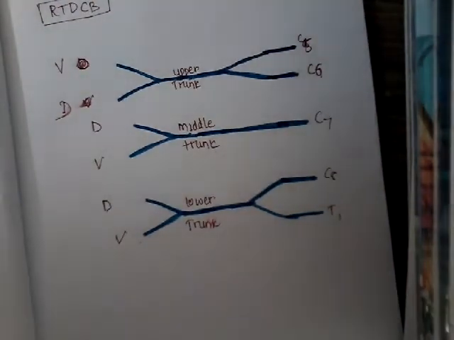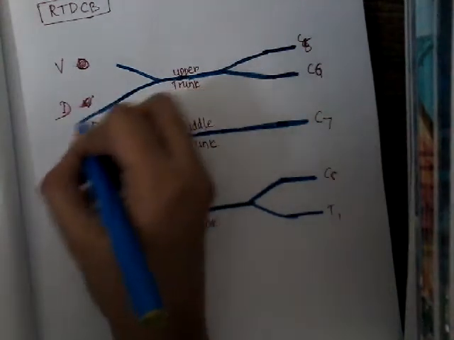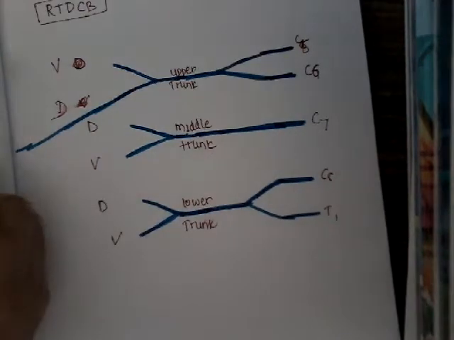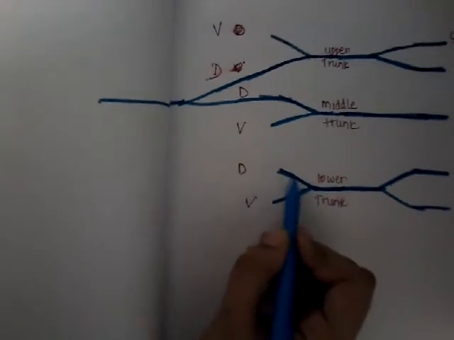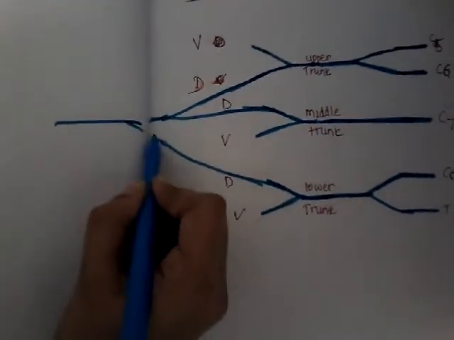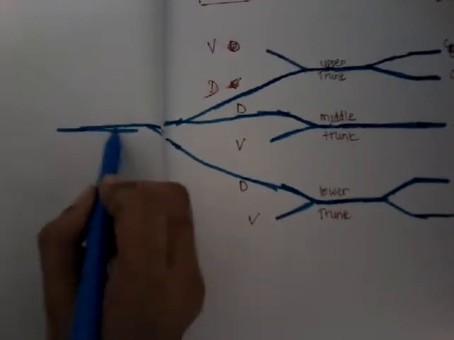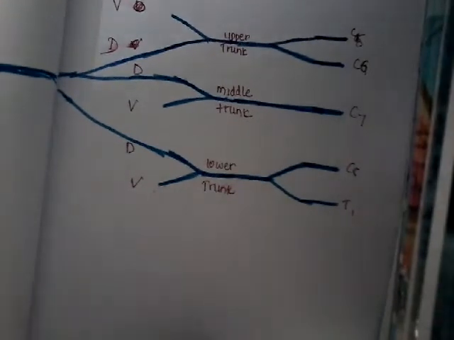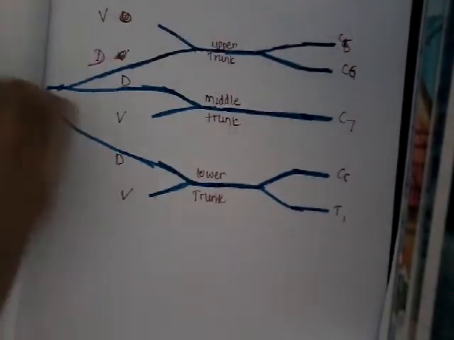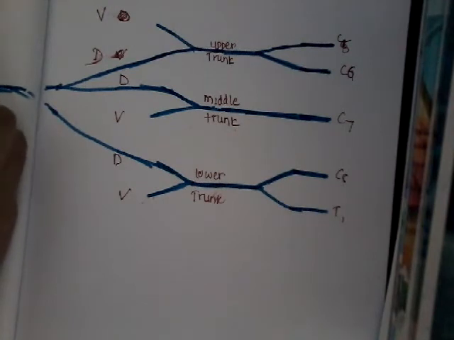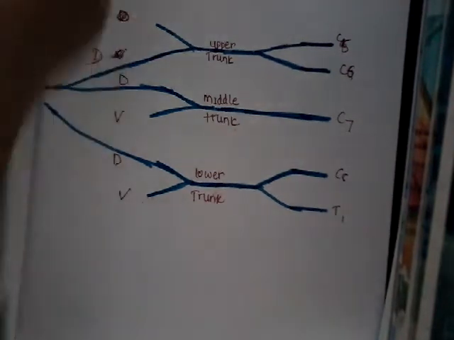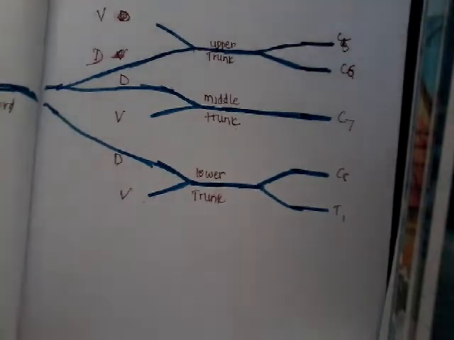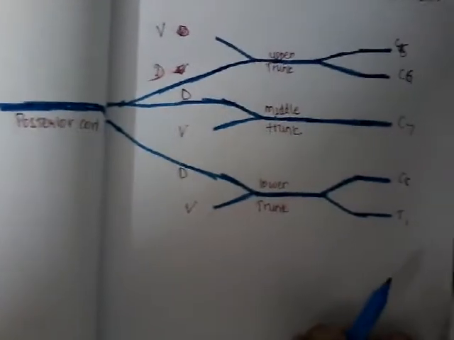Now, first all the dorsal divisions combine together. So this is the dorsal division. All this is one dorsal division. This is the other dorsal division. All the dorsal divisions combine together to form the posterior cord. So which cord? It forms the posterior cord.